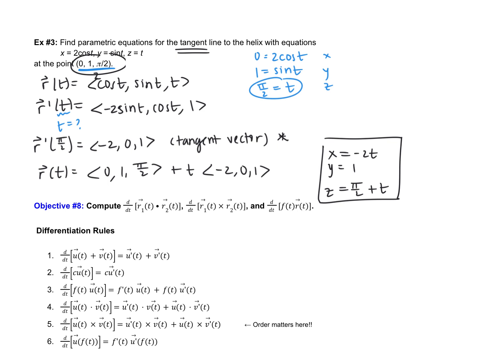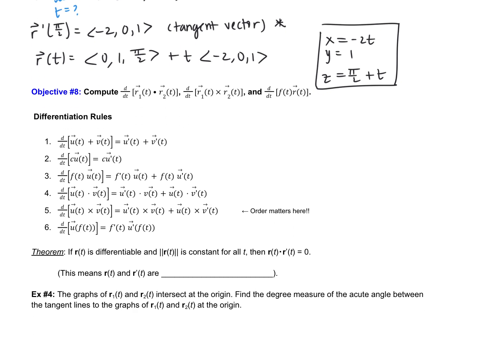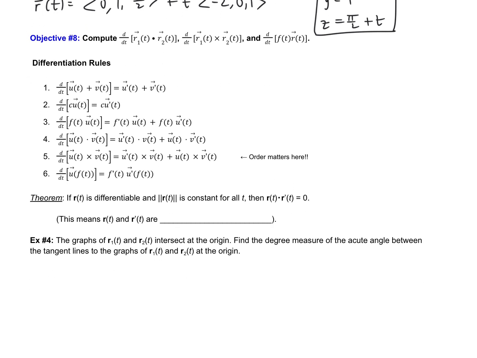Okay, so now that we've had some practice with finding the derivative, what it means, and how to calculate it, we are going to look at some differentiation rules that will hopefully be helpful to us. So here are all of your rules. Many of them are going to be fairly intuitive. If you're adding two vector functions and you're taking the derivative, you can take the derivative separately. If you're multiplying by some constant, you can pull it out.